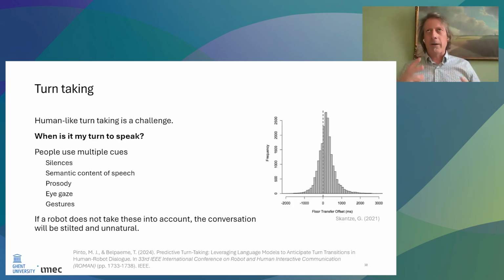silences, the semantic content of the speech, prosody, eye gaze, gestures. There's so much going on that we pull together to understand when it's our turn to take over. But in robots, this doesn't work.